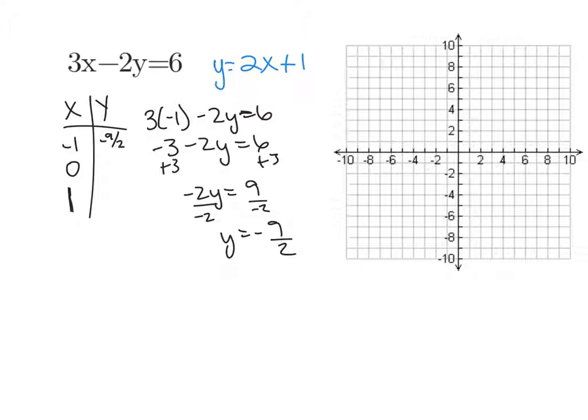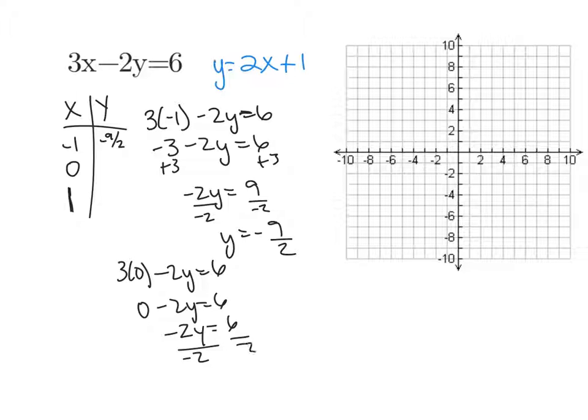Okay, and then you can keep going. So 3 times 0 minus 2y is equal to 6. So that's 0 minus 2y is equal to 6, that's -2y is equal to 6. Divided by -2, y crosses at -3.